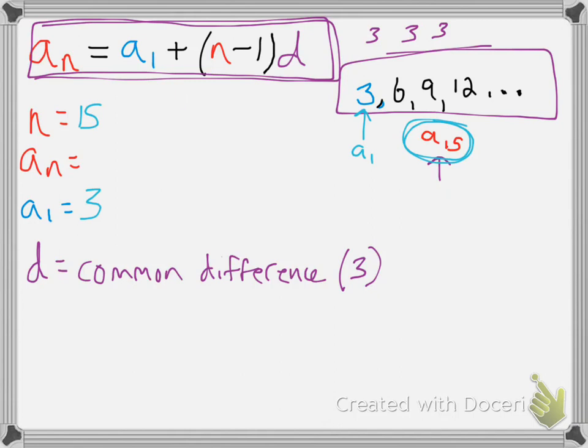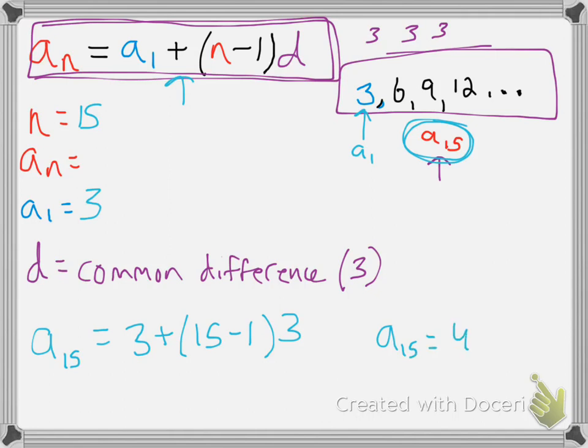And so all we have to do is plug it into this wonderful formula up here. So 3 plus 15 minus 1 times a common difference of 3. I hate when I resize it. And that will tell me the amount of the 15th term. So 15 minus 1 is 14, and 14 times 3 is 42, and 42 plus 3 is 45. The amount of the 15th term is 45.